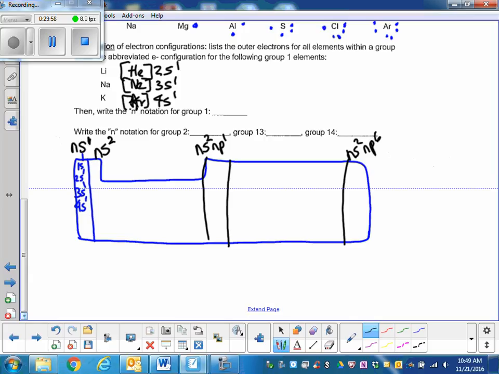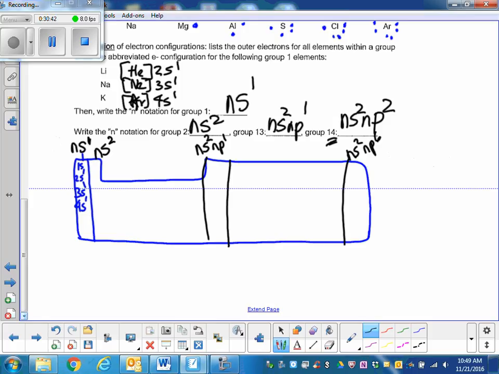So the notation for group 1 is ns1. For group 2, it is ns2. Group 13, it's ns2 np1. What is it for group 14? ns2 np2. Are we comfortable writing n notation? Yes. Wait, what is it, 2 for np2? Group 14 has 2 electrons in its p orbital. I'm in group 14 here. It says 14. Is that right?